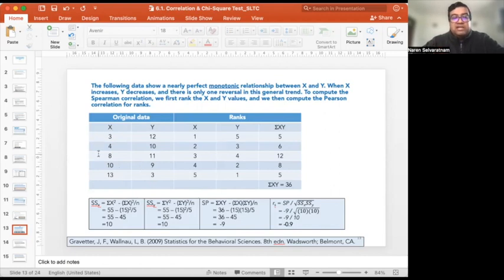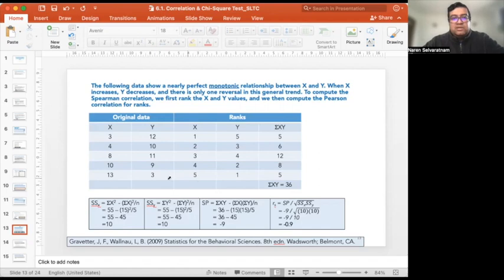But now you have to rank these. This is our data. Let's rank all of it. 3 is the lowest, so I'm going to rank it as 1. 4 is the next one, so I'm going to rank it as 2. Then 8, I'm going to rank it as 3. 10 is 4, 13 is 5. Now I have ranked them.